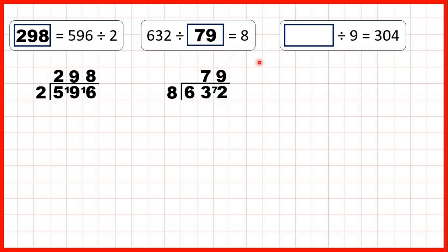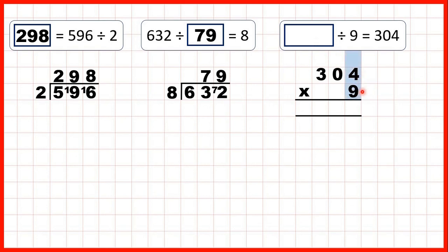Now something divided by 9 equals 304. So here it's the first number of our division question, or the dividend, which is missing. Now division problems can be read backwards as multiplication problems. So to find our missing dividend, we can multiply 304 by 9. So if it's the second number of the division that's missing, we still divide to find our missing number. But if it's the first number that's missing, we multiply.